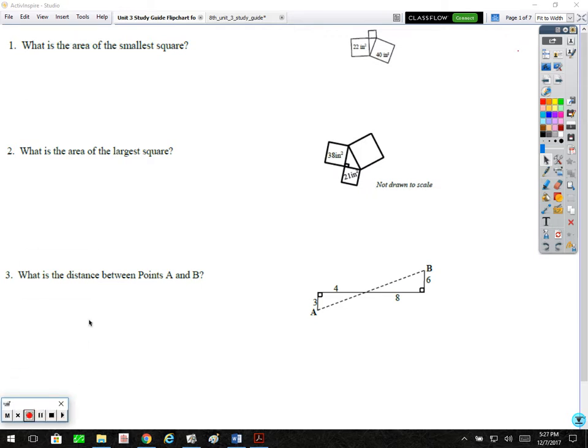Alright, the study guide answer key for Unit 3 deals with the Pythagorean theorem, volumes of solids, geometric solids, cones, cylinders, spheres, trying to find radius and height or some missing values of volume. Okay. Alright, so we're going to start with the first problem.